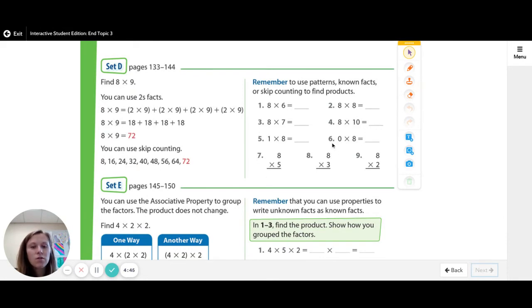So on this side, we want to just find our facts. You can use patterns, known facts, or skip counting to find the products. Pause the video, and then when you're ready to check your answers, you can play the video again.